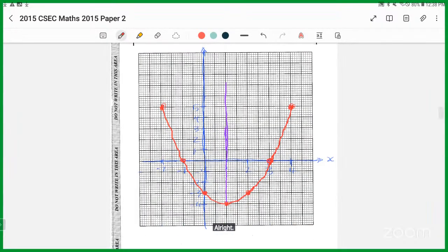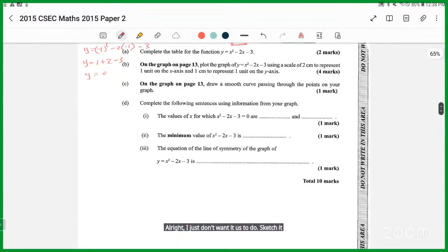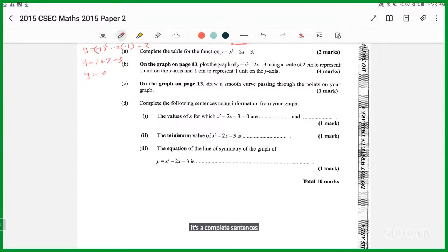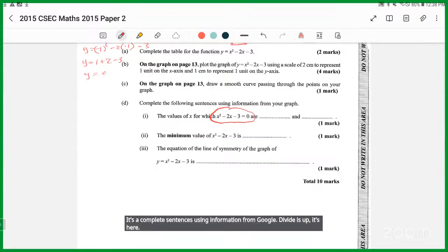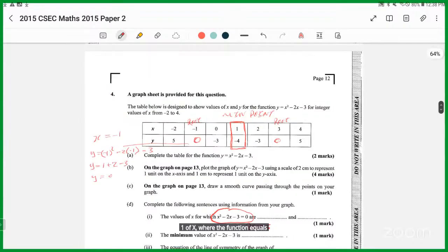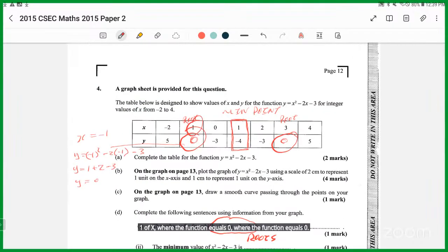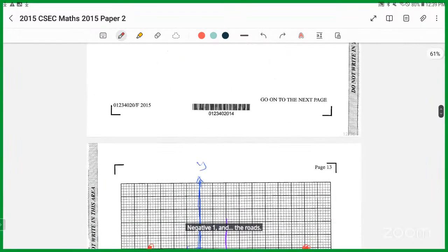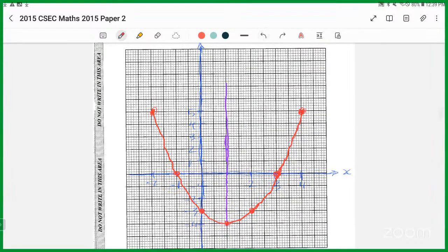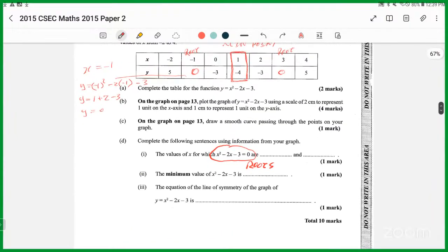Alright, what did they want us to do? Sketch it, and then draw a smooth curve through the points, right? Then complete the sentences using the information from the graph. The values of x where the function equals 0, those are the roots. You put the equation in, you get the roots. The value of x where the function equals 0 is in the table as well. See where the function equals 0: it's negative 1 and 3. You could also see the roots on the graph down here. Negative 1 and 3.